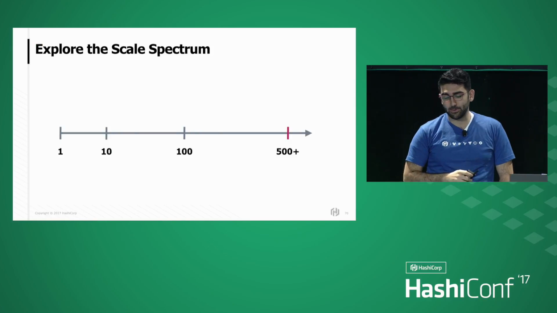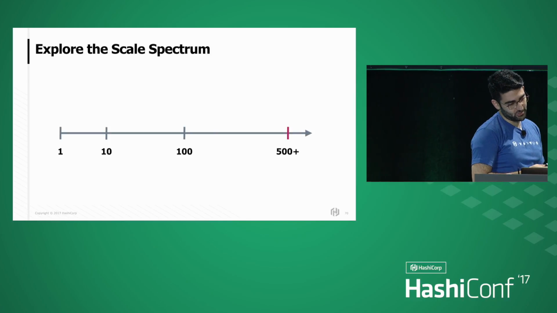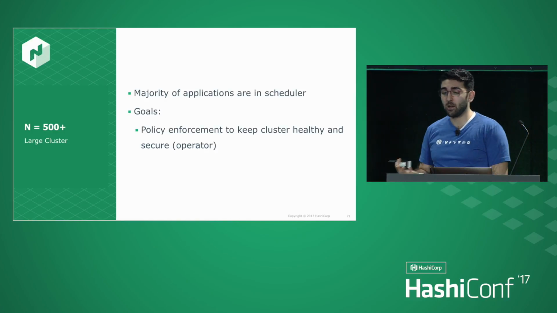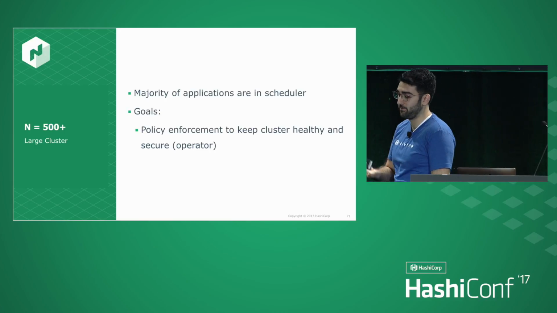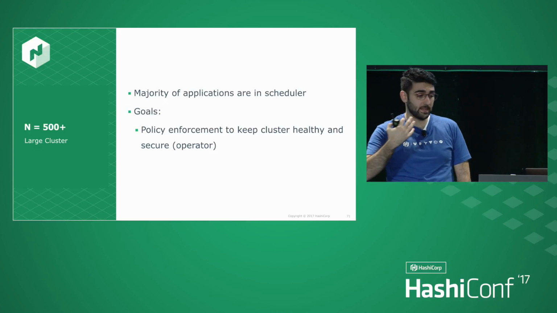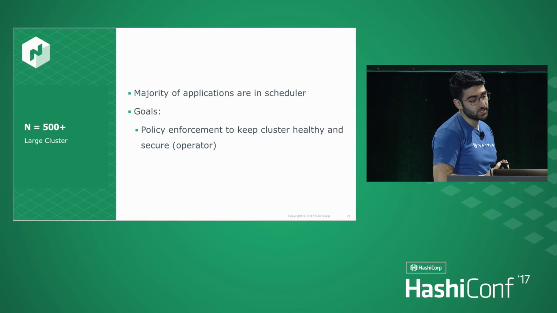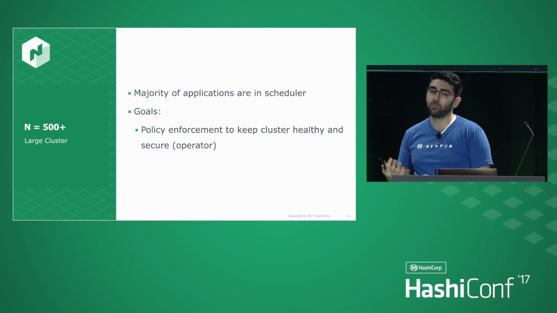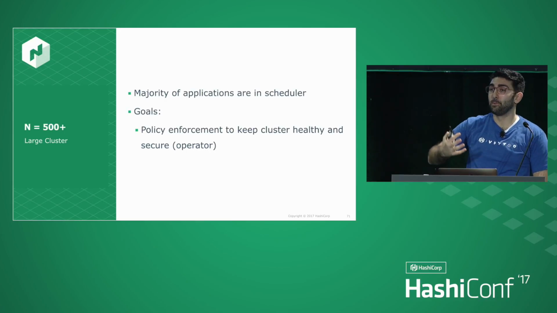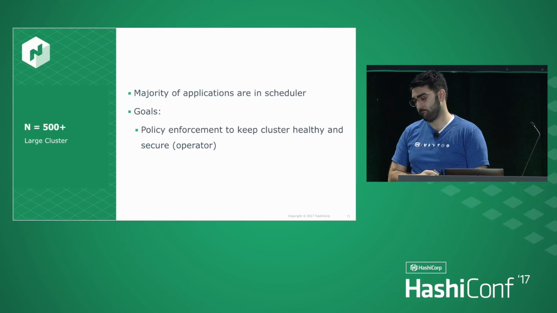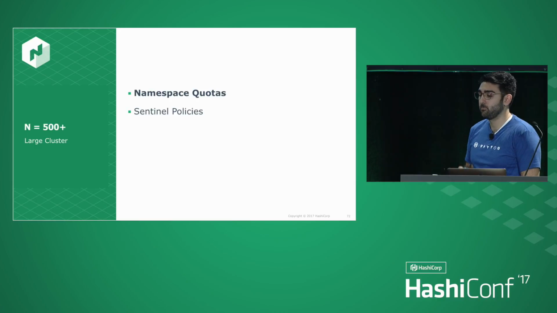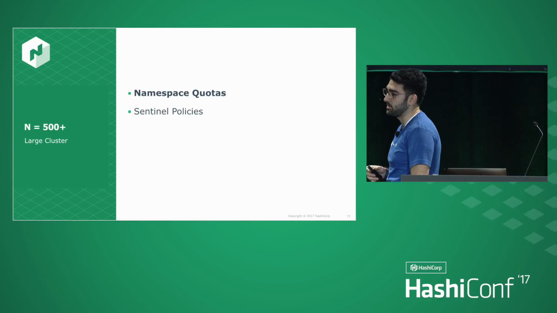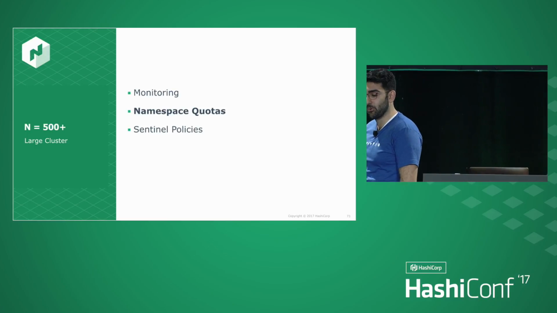Cool. So we're now entering the much larger deployment scales. And at this point, job operators have all the features they really need, and it's more about the operators introducing policy enforcement to keep the cluster healthy and within what security profiles they want. So we introduced Nomad quotas, namespace quotas, and Sentinel policies to do this.